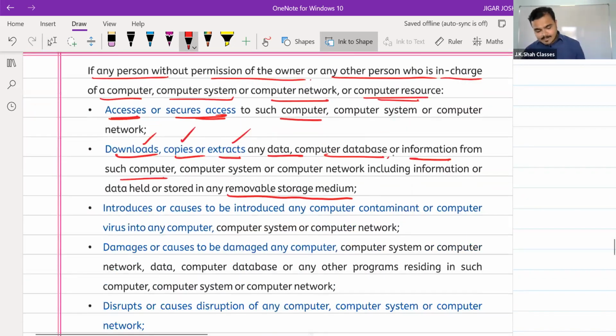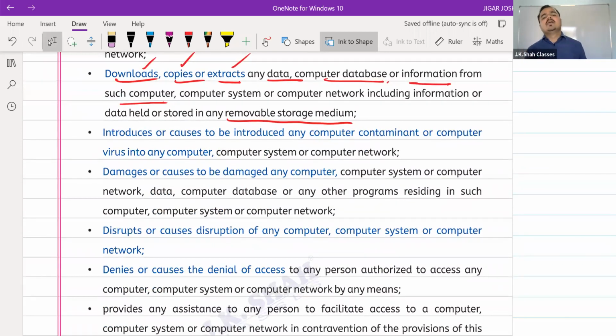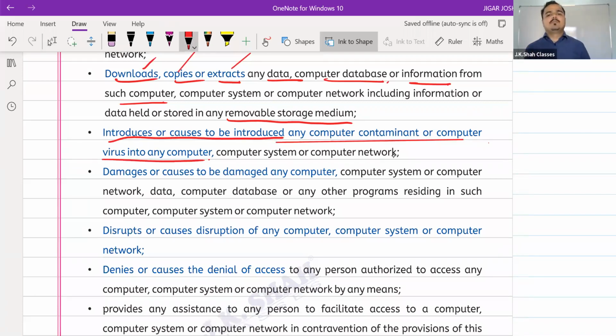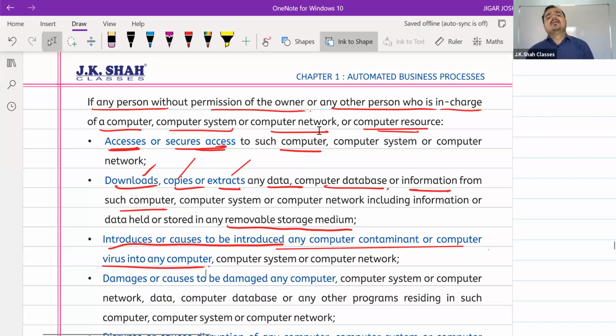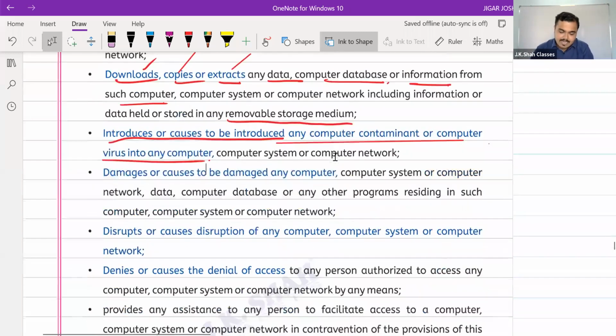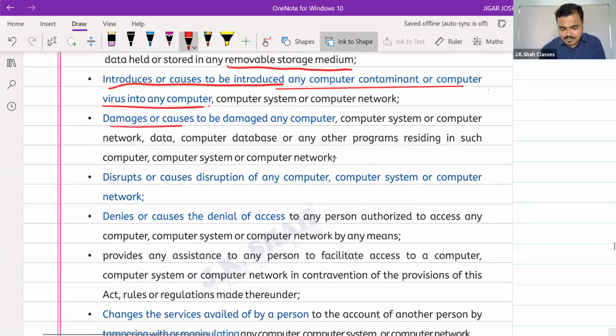Suppose you try to introduce computer viruses or computer contaminant in my system, then that is also a punishable offense. You created a virus and sent it to me so that my whole system will be damaged to a great extent, and this is also a punishable offense. Number one, access or secure access. Yes, sir. Download, copy or extract any data. Yes, sir. Introduce or cause to introduce computer contaminant. Yes, sir.